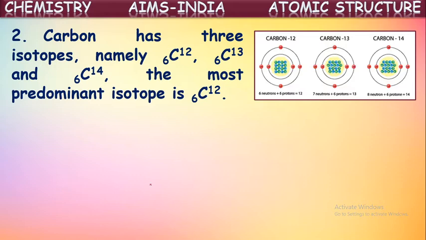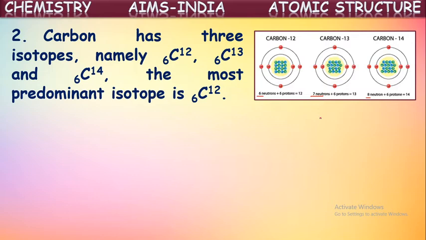But if you observe, the number of neutrons is being varied. The first one has 6 neutrons. Carbon-13 has 7 neutrons. Carbon-14 has 8 neutrons. So as the number of neutrons changes, their mass number changes. They have the same atomic number, but different mass numbers because of the difference in the number of neutrons.